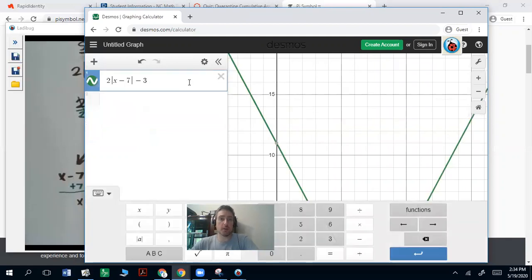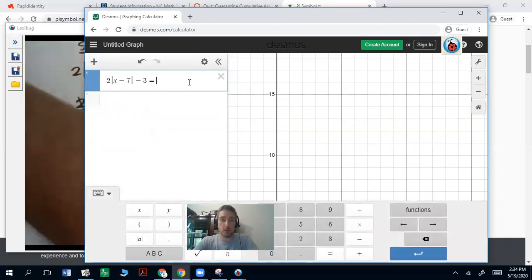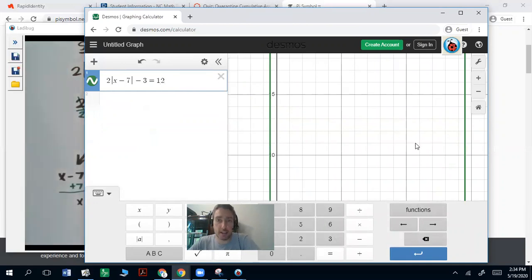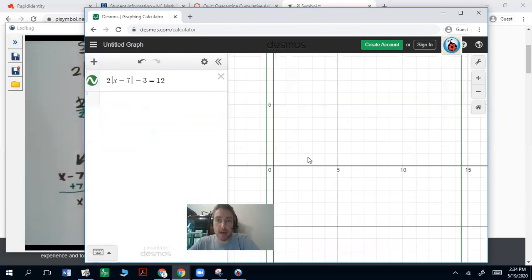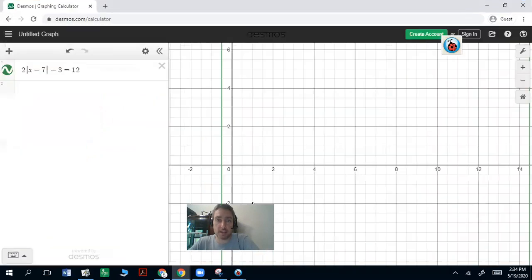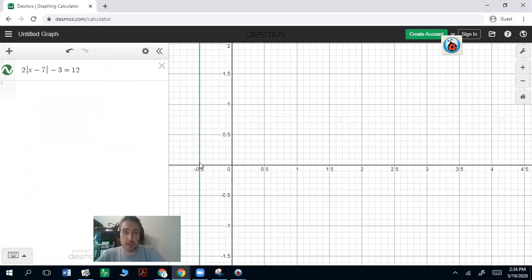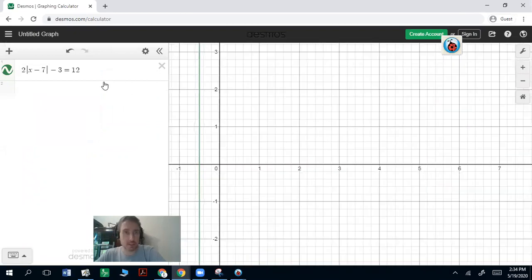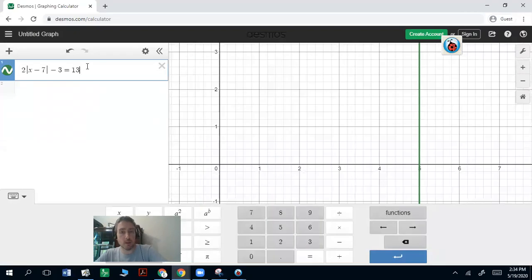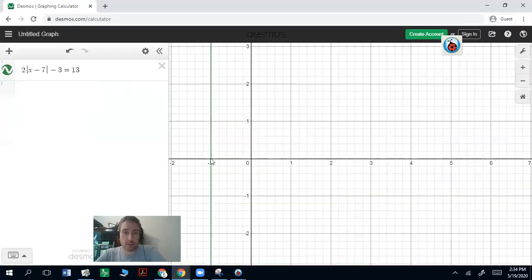You can also get away with doing x equals 13. It doesn't allow you to see the absolute value graph, but if you do that, it'll give you vertical lines. The downside of that is it doesn't always give you the number you can click on. So, oops, that wasn't 12, was it? It was 13. It doesn't give you the number it clicked on.